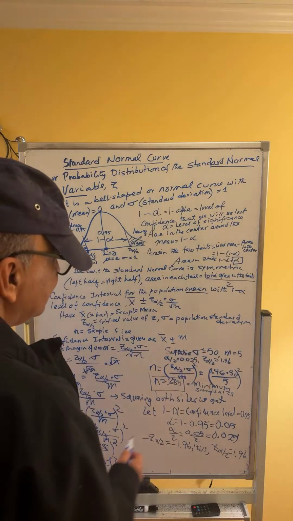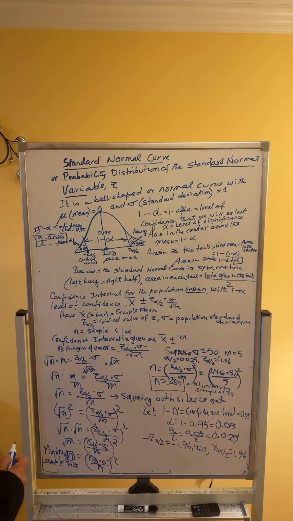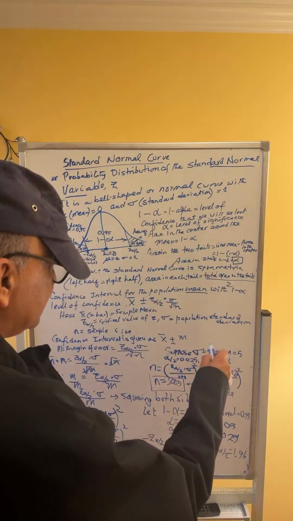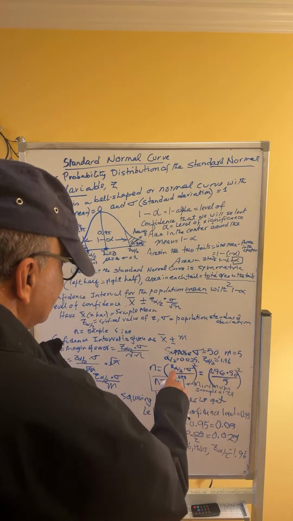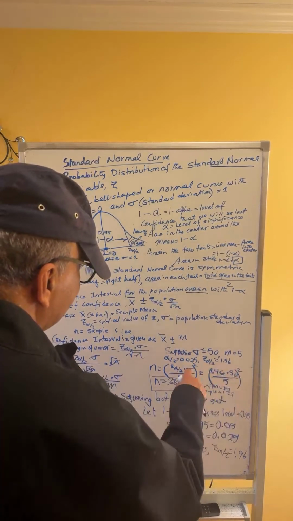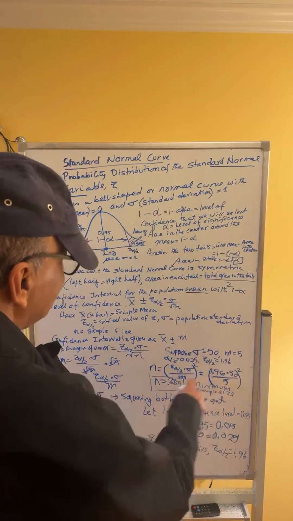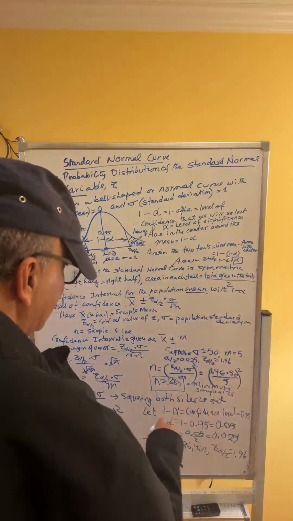Sigma is given as 50, that is the standard deviation. The margin of error we have to maintain is 5. So n is given by this formula. How do I crank out this calculation? I put a left parenthesis. Then in the numerator I have 1.96 times 50, the standard deviation, divided by 5, the margin of error, and I square it by pressing the x square button.